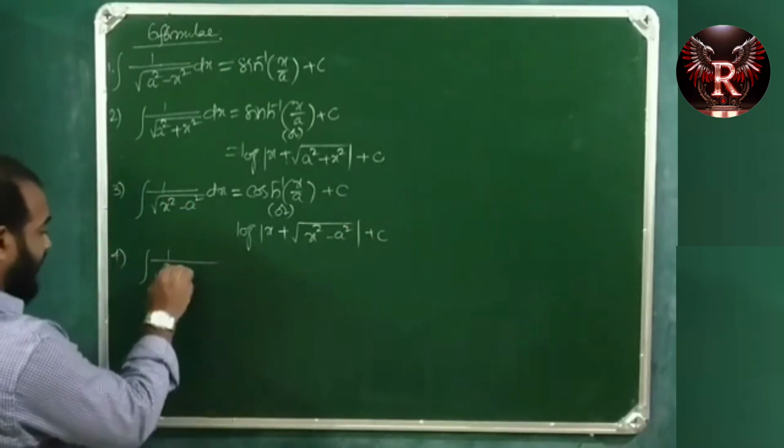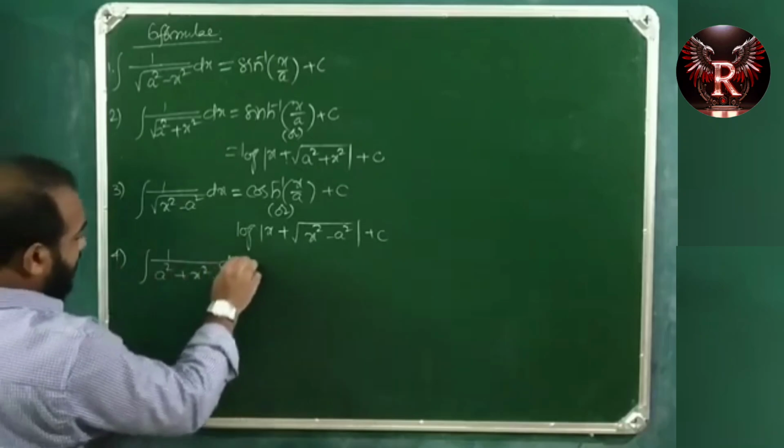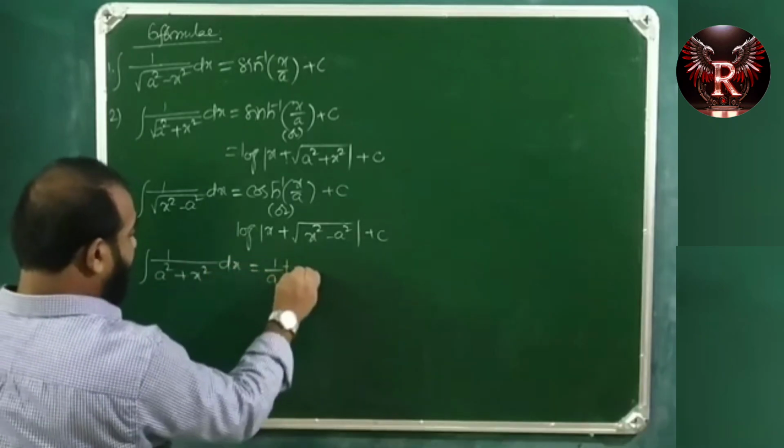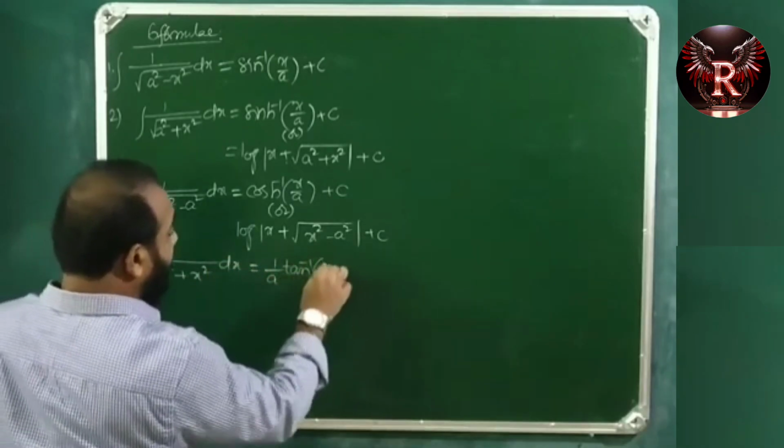Integral 1 by a square plus x square dx is 1 by a tan inverse x by a plus c.